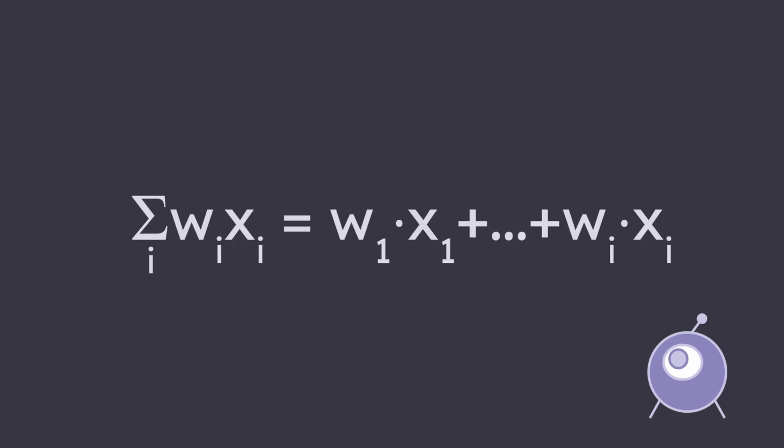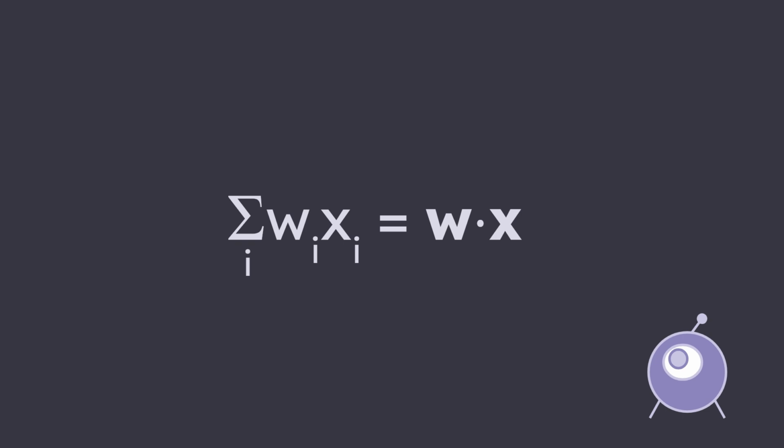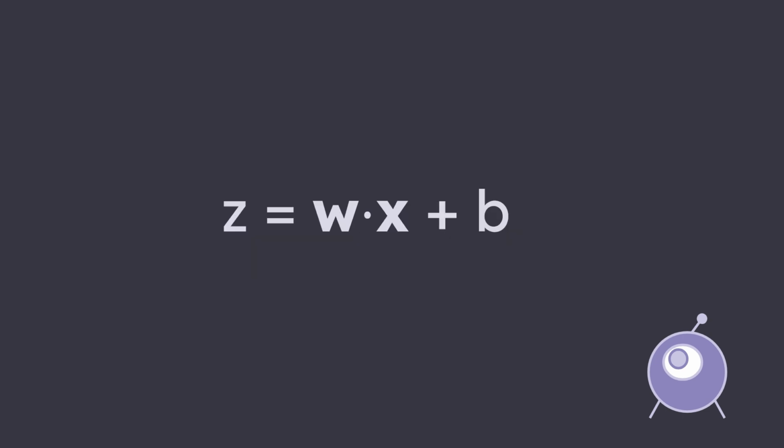In essence, in the summation, we are multiplying each paired scalar value of X and W and adding them together. You might recognize this as a dot product. It's okay if you don't know what this is though. So our equation for the weighted sum becomes Z equals the dot product of W and X plus B.